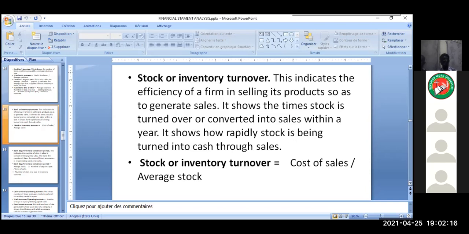And also, in what we call cost accounting, there are other techniques for stock, what we call last in, first out, or first in, first out. These are the techniques we use when managing the stock. So now the stock turnover, the formula is as simple as cost of sales over the average of stock. It means we take the whole of stock, then we divide by 2.